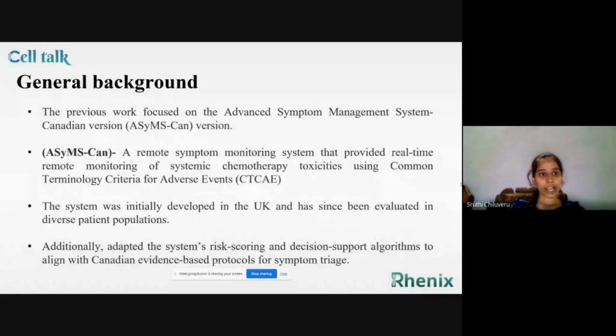When it comes to general background, the previous work was focused on the advanced symptom management system, which is a Canadian version, and that is also a remote symptom monitoring system that provided real-time remote monitoring of systemic chemotherapy toxicities, using the common terminology criteria for adverse events. The system was initially developed in the UK and has since been evaluated in diverse patient populations. Additionally, the system's risk scoring and decision support algorithms were adapted to align with the Canadian evidence-based protocols for symptom triage.